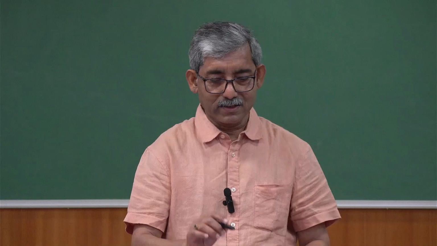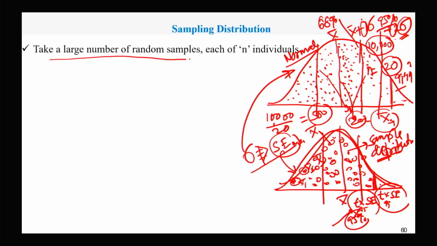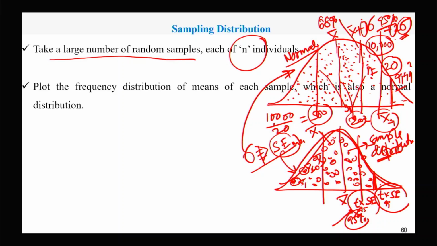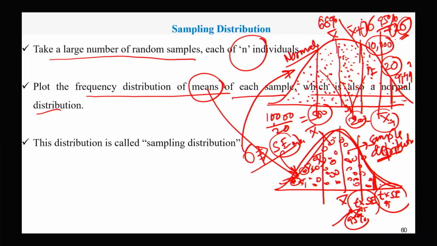So here it's written, take a large number of random samples. We have to always take a random sample. How to take a random sample we have already discussed. Each of n individuals, in our example it was 20 individuals. Plot the frequency distribution of the mean of each sample, which is also a normal distribution. That is, we have taken the plot of means. And then this distribution is called the sampling distribution.